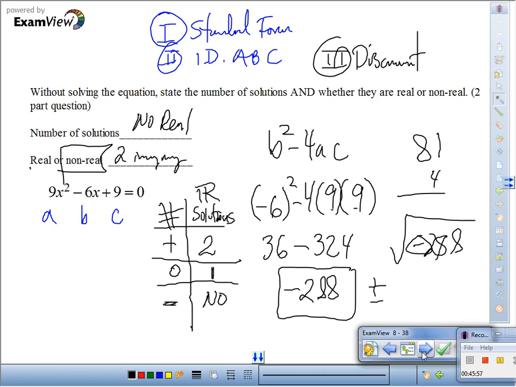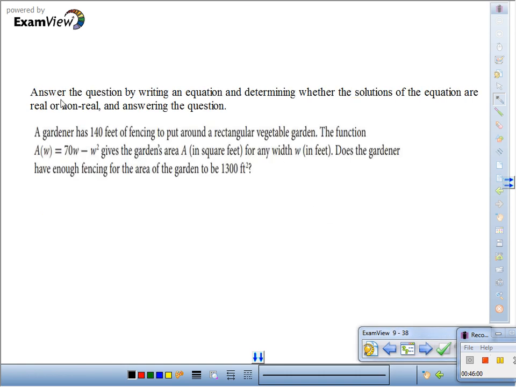Let's go to number 9. It says, a gardener has 140 feet of fencing to put around a rectangular garden. The function A of W equals 70W minus W squared gives the garden's area in square feet. Does the gardener have enough fencing for the area of the garden to be 1,300 feet? So, the first thing we do is we rewrite this one, but instead of writing A of W, we write the area given, which is what? 1,300. So let's do 1,300 equals 70W minus W squared.